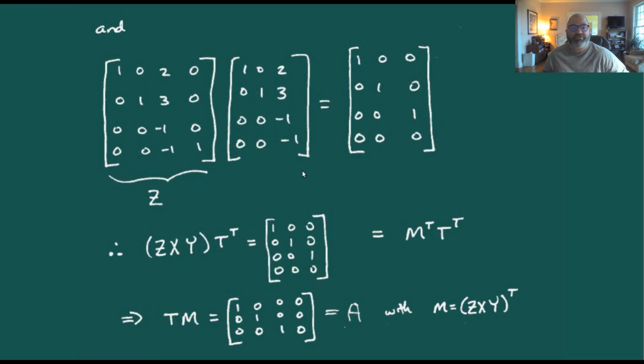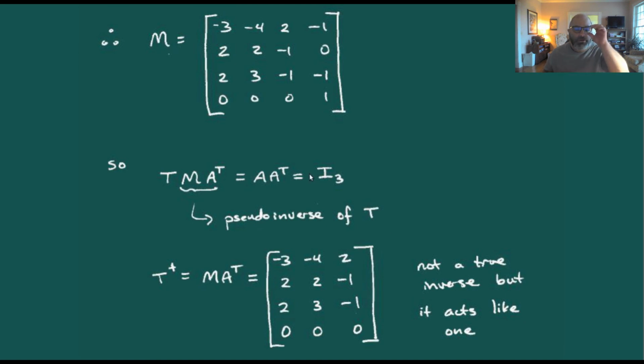We multiply Z times our result from that, and lo and behold, we do get our reduced row echelon form there. So putting all of these transformations together, we get Z times X times Y times T transpose, getting the matrix that we want. Well, Z times X times Y just becomes the transpose of M. And so what do we have? T times M being the transpose of A, or T times M being A, so that our M looks like Z times X times Y transpose. So what does our matrix M look like when we put all of those together? We get a matrix that looks like this.